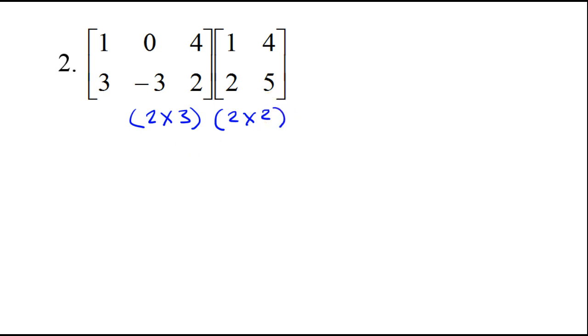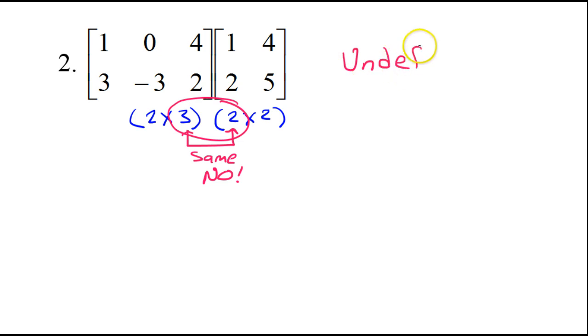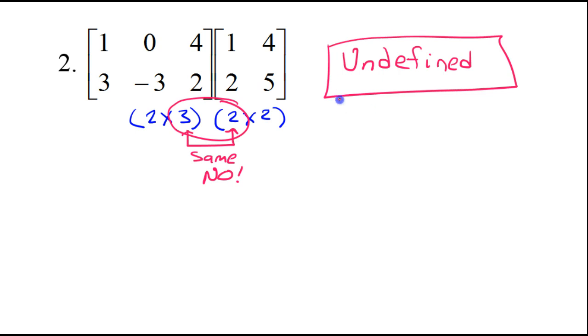Now, for matrix multiplication to be possible, the inner dimensions must be the same. So these are not the same. So that means that this matrix multiplication is not possible, or we could say undefined. Okay, so sometimes I say not possible, sometimes I say undefined.